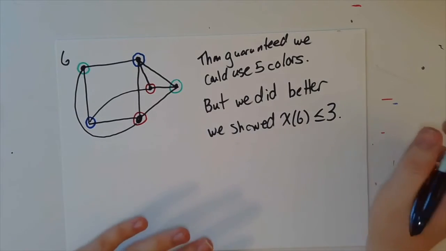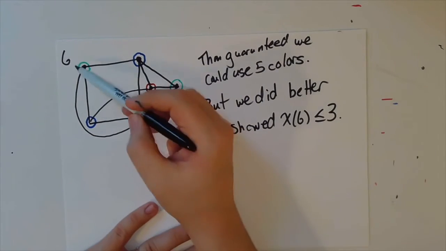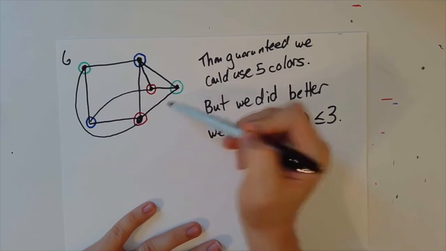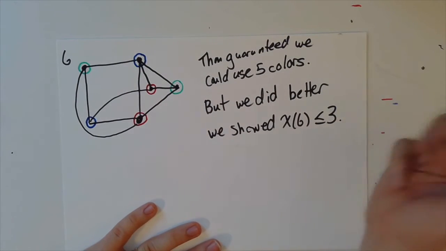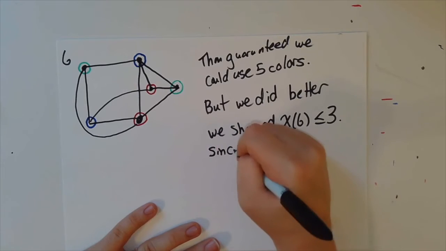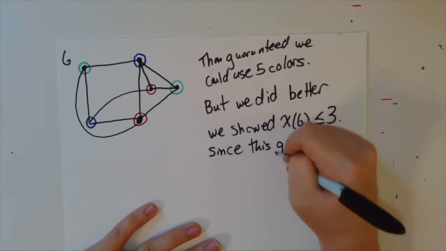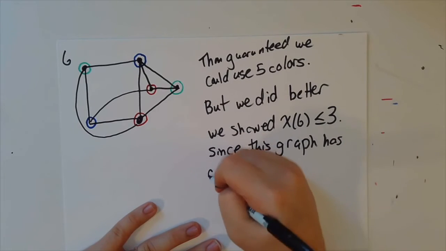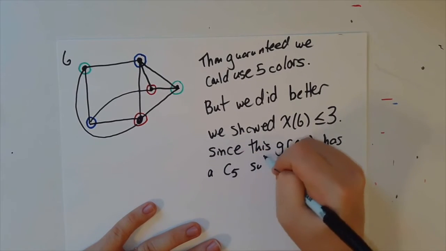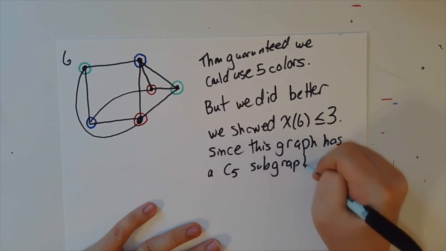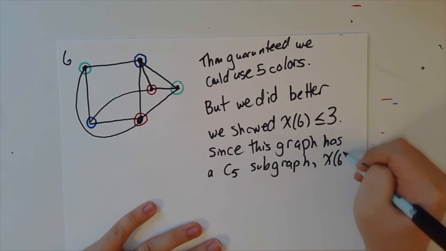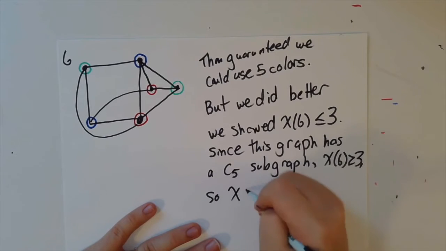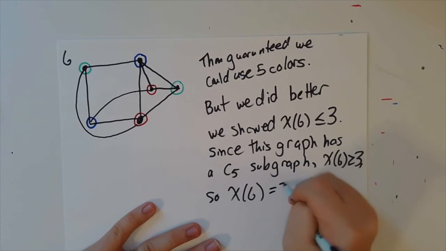On the other hand, in fact, you can see this C5 on the outside, the cyclic graph on 5 vertices, which has chromatic number 3. Okay, and so since this graph has a C5 subgraph, chi of G is at least as big as 3, and so putting those two facts together, we get that, in fact, the chromatic number of this graph really is 3.